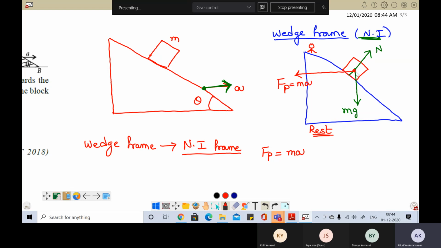Correct? Now we have to resolve the forces. Now the block can move. Just think common sense. The block can move either downward along the inclined plane or upward along the inclined plane. Correct or not? So now let us resolve all the forces along the inclined plane and perpendicular to the inclined plane. Now which forces have to be resolved? Tell me.